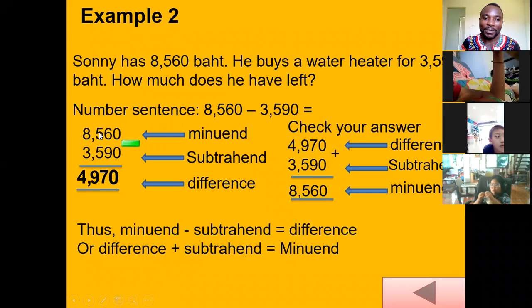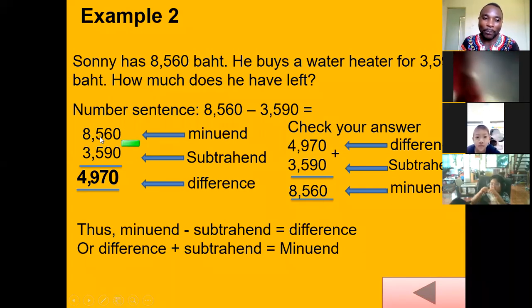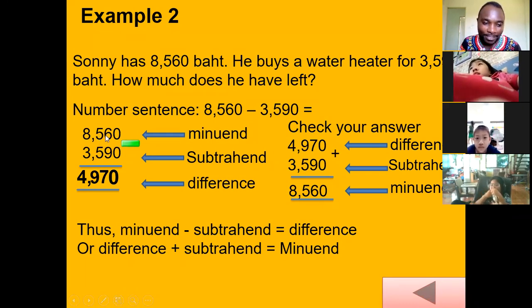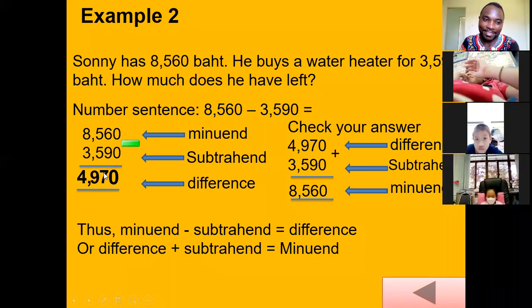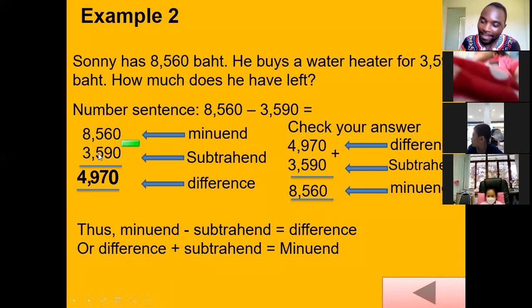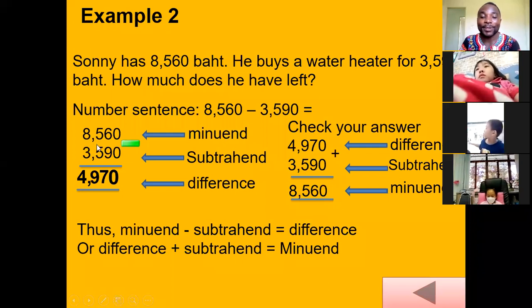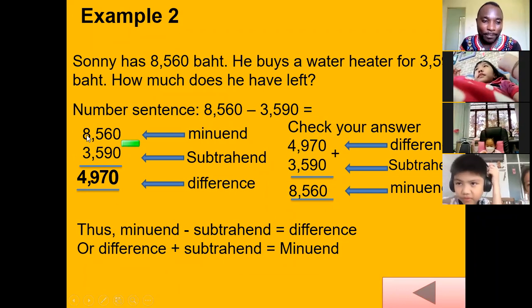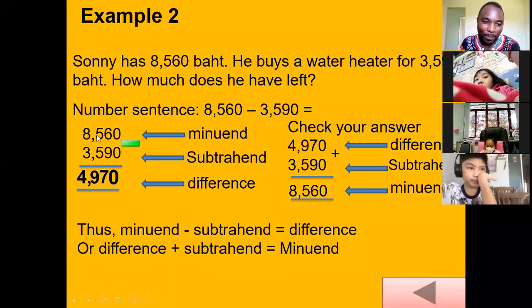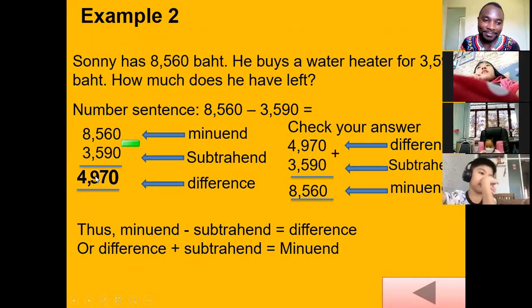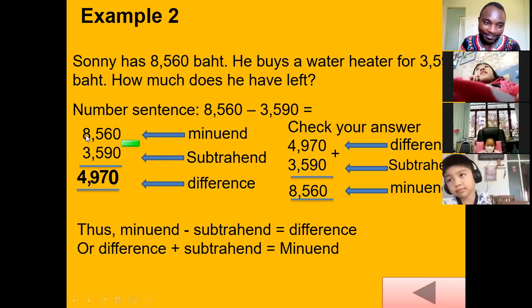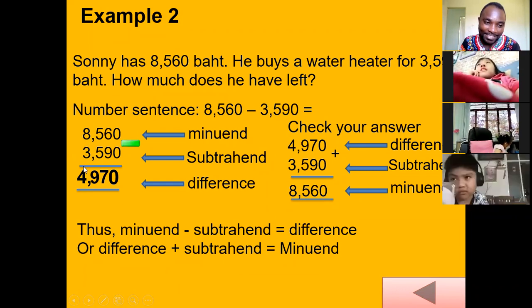Borrow. We borrow one from five, add to six, and we have 16. 16 minus 9 is 7. Okay. So we have 4 here. 4 minus 5. So we borrow 1 from 8, add to 4. So we have 14 minus 5, which is 9. And then we have 7 here. 7 minus 3 is equal to 4.